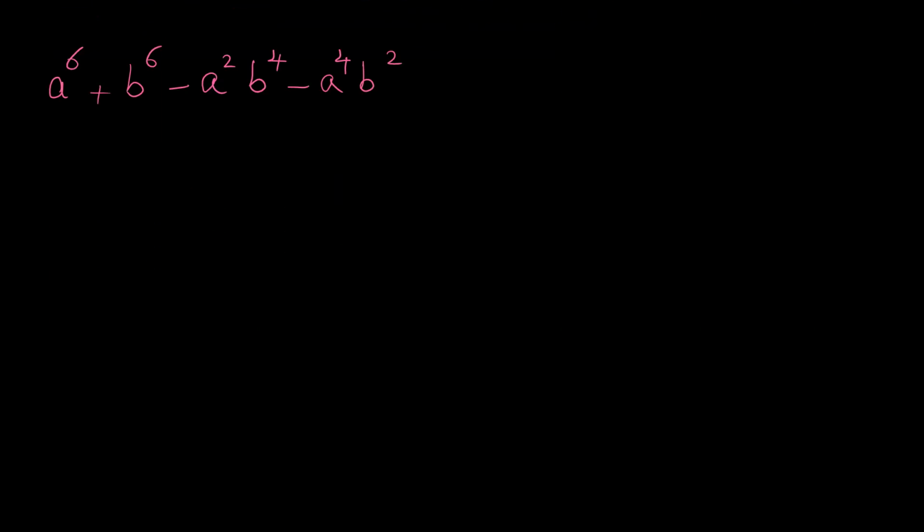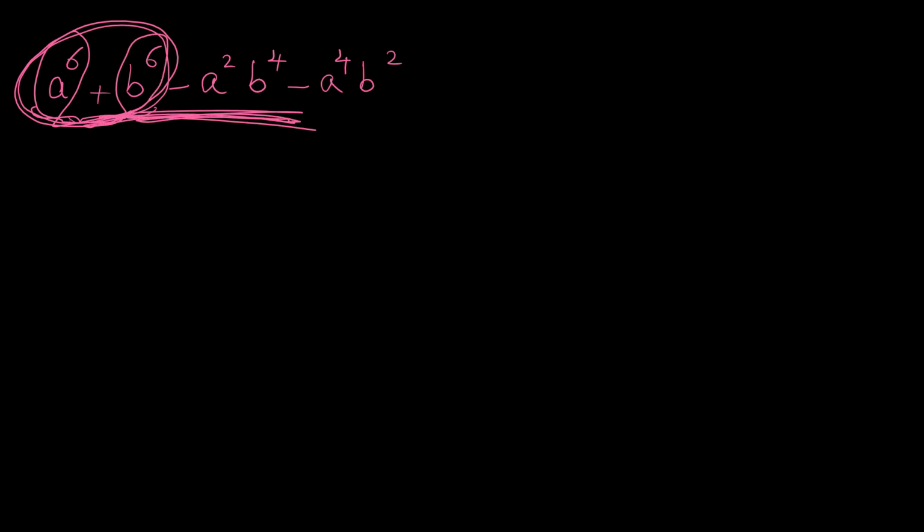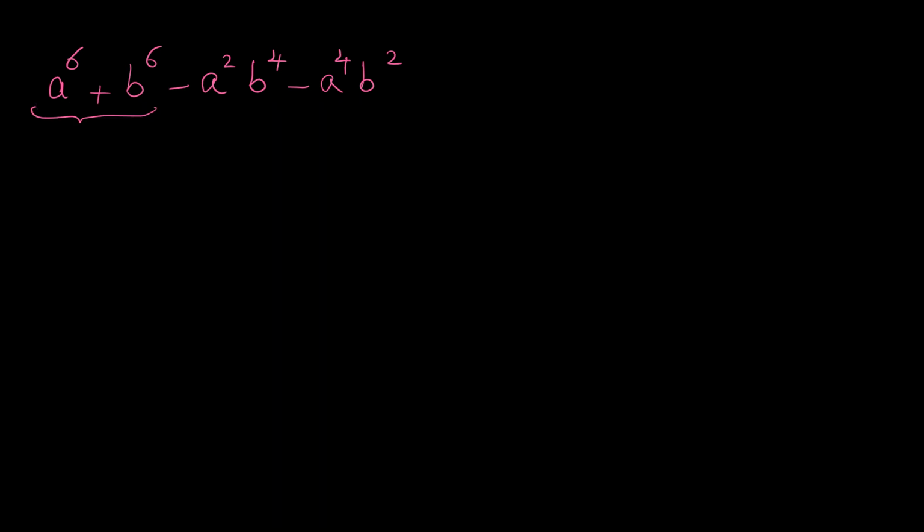Now look at this example. a to the 6 plus b to the 6 minus a^2 b^4 minus a^4 b^2. In this example, if you notice, if we consider these two as a group, we don't have anything common between these two. Is there any common factor between these two? No. So maybe we have to think about changing the order of these terms here. Maybe they made it harder for us by changing the order of the terms.